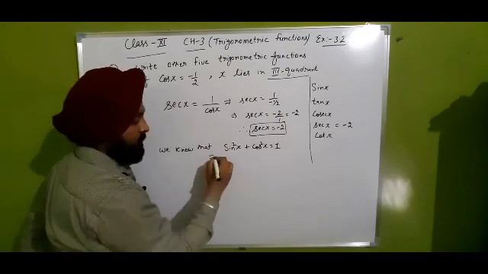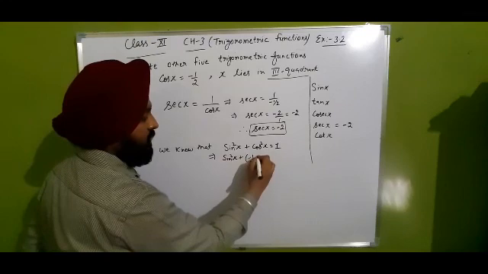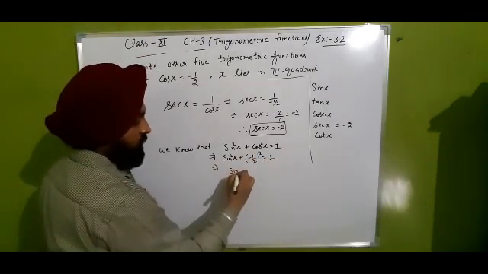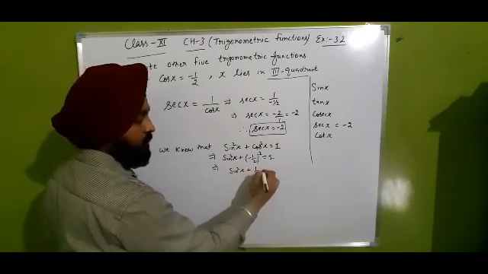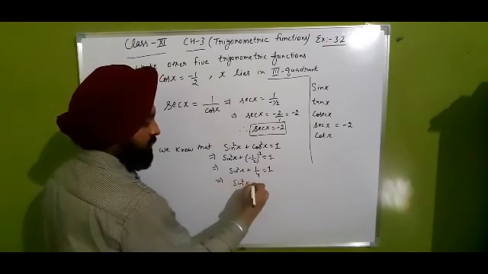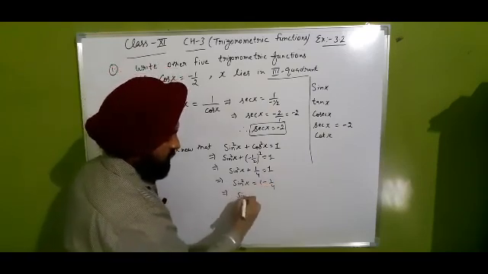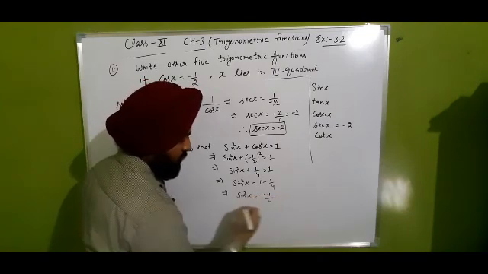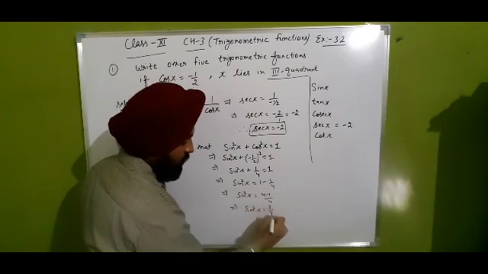Put here. It implies sin square x plus (minus half) square is equal to 1. It implies sin square x plus, negative square is always positive, so 1 upon 4 equals 1. It implies sin square x is equal to 1 minus 1 upon 4. It implies sin square x, take LCM there, (4 minus 1) upon 4. It implies sin square x is equal to 3 by 4.